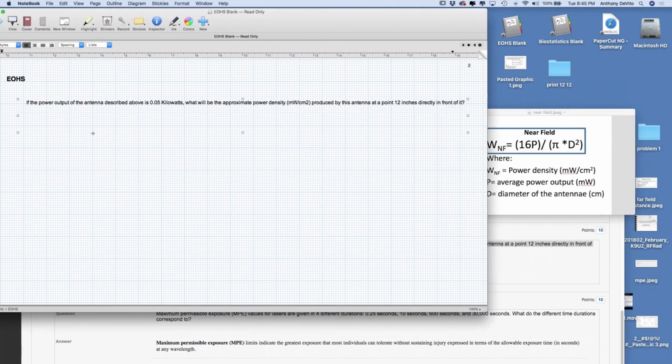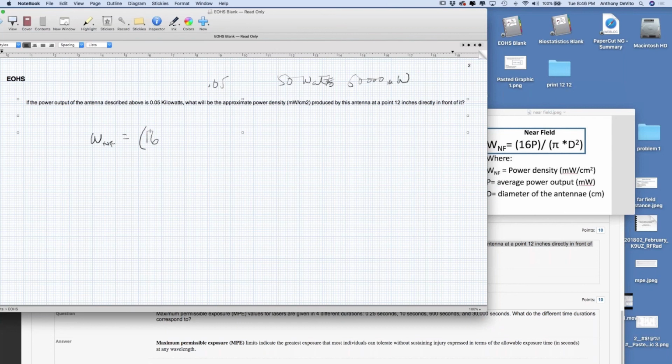So the power density in the near field is equal to 16 times the power output in milliwatts. It's given to us in kilowatts. So 0.05 kilowatts is 50 watts. And 50 watts is how many milliwatts? What's 1,000 times that? So it's 50,000 milliwatts. We're going to make that conversion first.